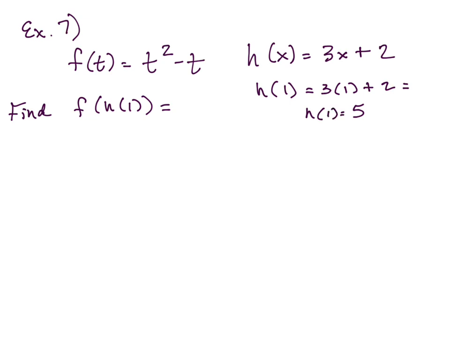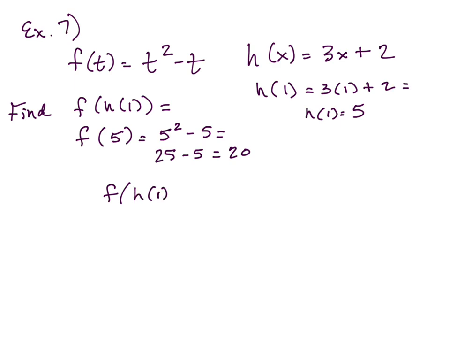So now I know that f of h of 1 is actually f of 5. Well, now this is easy. I'm just going to plug in 5 for what? T. 5 squared is 25 minus 5. See? So this went from really scary to f of h of 1 equals 20. Start with your inner function first.